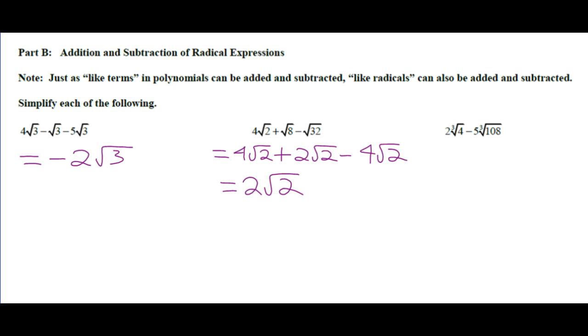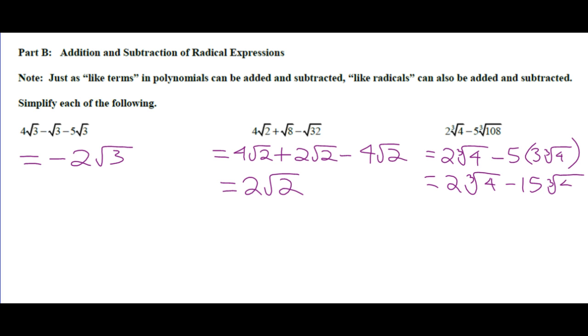Okay, 2 cube root 4 minus 5 cube root of 108. Now, here's the deal. If they're going to add or subtract, then I need to have a cube root 4, right? Because that's what would make it a like term. So I want to take 108 and divide it by 4, which is 27, which has a cube root, which is 3. So this is 3 times cube root 4. So we get 2 cube root 4 minus 15 cube root 4 to be negative 13 cube root 4.